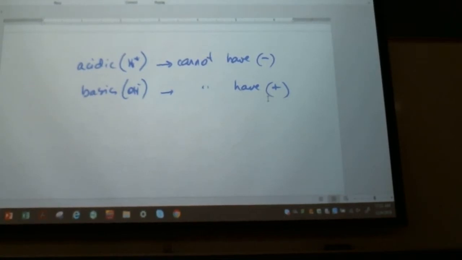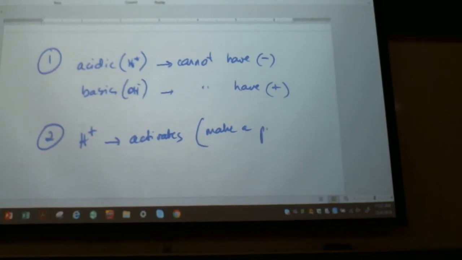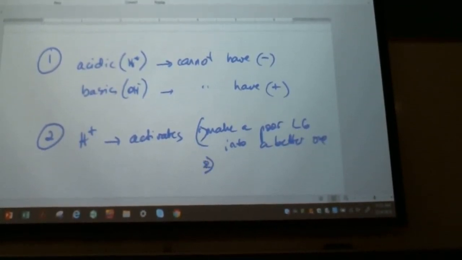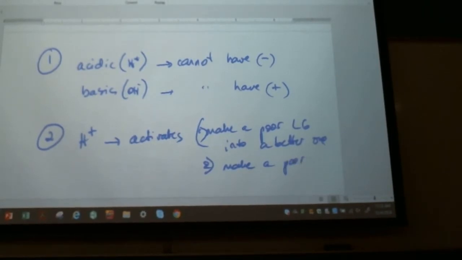Second, when I put acid in a mechanism, this activates things. Like, for example, make a poor leaving group into a better one, or make a poor electrophile into a better one.